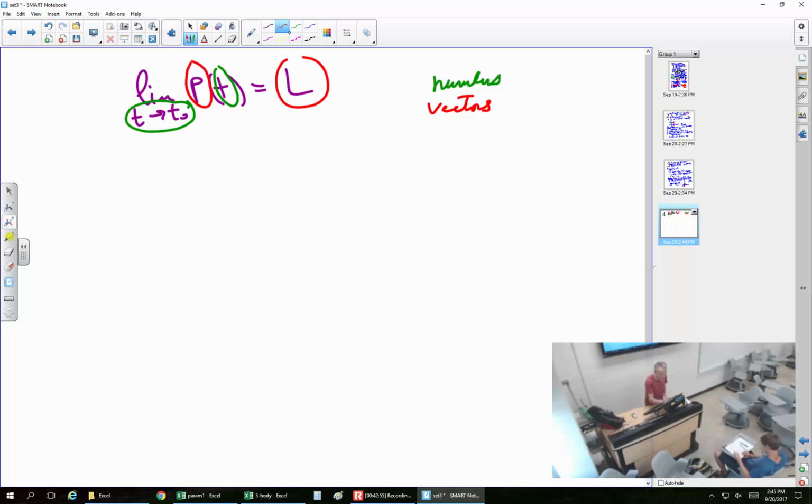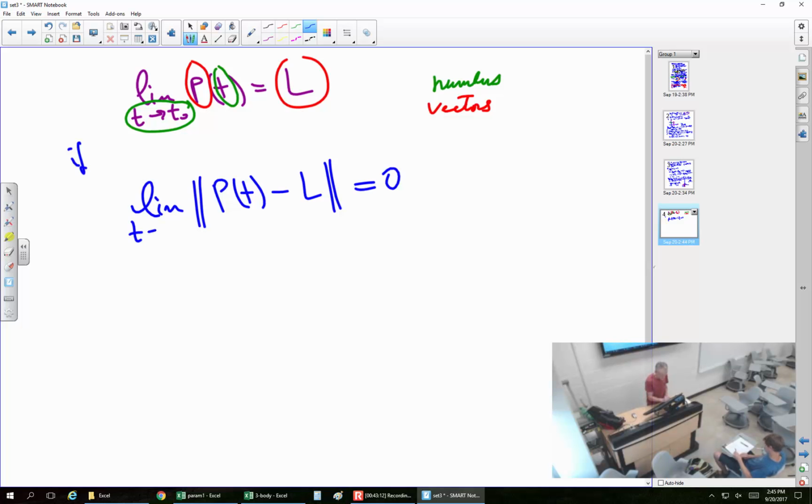Now we've explained what it means, pretty much the definition. I'm looking at the limit of the magnitude of p(t) minus L equal to 0, as t goes to t naught. The notation is at the top, the first line. The last line is the explanation. Why is it an explanation? Because it reduces the problem of limit in multi-dimensional space to limit of numbers.